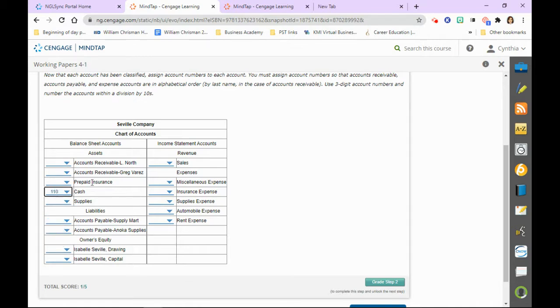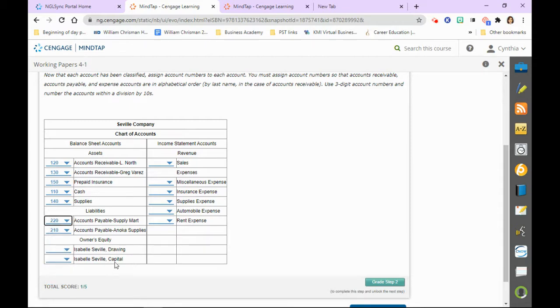Supplies is not the next one. Accounts receivable are. So accounts receivable, you can ask those people to give you your money back that they owe you. These happen to be individuals, so we're going by the first letter of the last name. So L North would be 120. Varese would be 130. Then supplies, you could return them to the store, 140. Prepaid insurance, 150. Then your liabilities go in alphabetical order, so A becomes before S, so 210, 220.